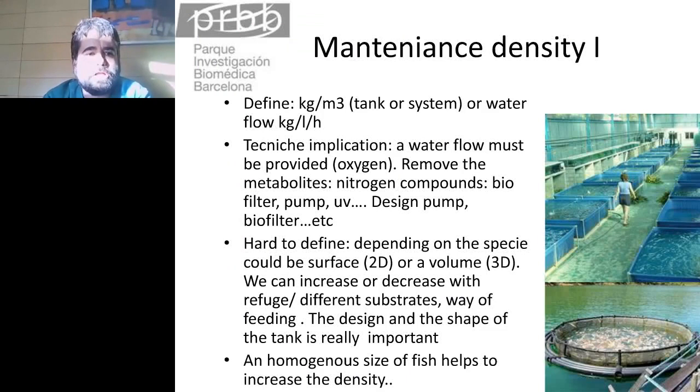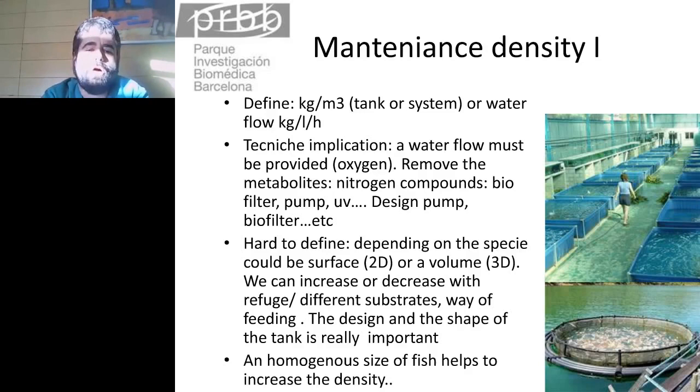So we have our life support system, and the water is running, but we have to put our fish inside. We still don't know how many fish we can put inside of the life support system or in the tank. So for that, we have to define the maintenance density, and it's quite hard to define in a general way because we have to take many things into account. First of all, we have to take into account which kind of life support system we are going to have, which kind of filtration, because the filtration is going to handle a concrete number of fish, so if we put too many fish, the water quality is going to decrease really, really fast.